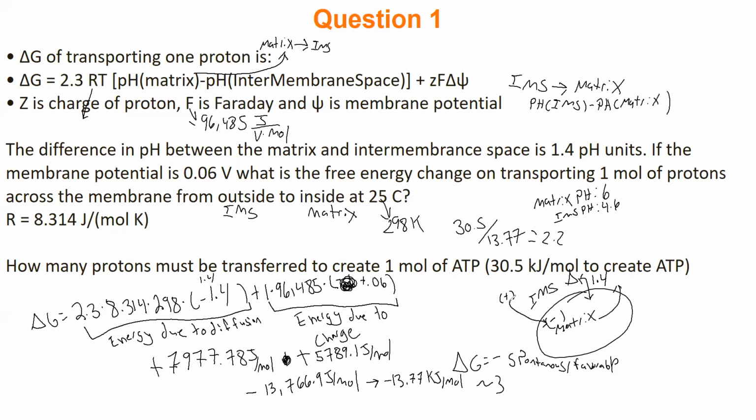The thing to keep in mind with this, if you're moving into the matrix, your energy should be negative because they're spontaneous. If you're moving to the intermembrane space, your energy should be positive because they're non-spontaneous. And the reason we can do that is because we are transferring electrons from NADH to UBQ, or UBQ to cytochrome C, or cytochrome C to water. That's where we're getting the energy to do that non-spontaneous reaction.